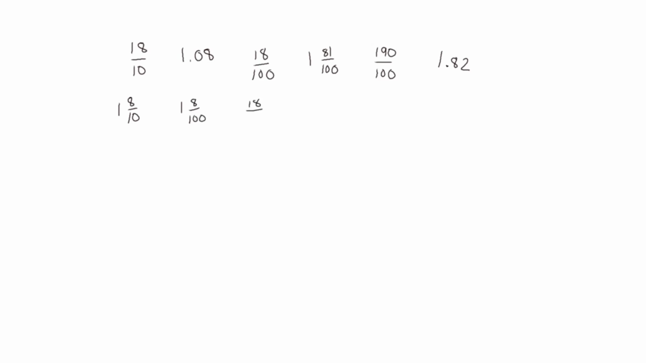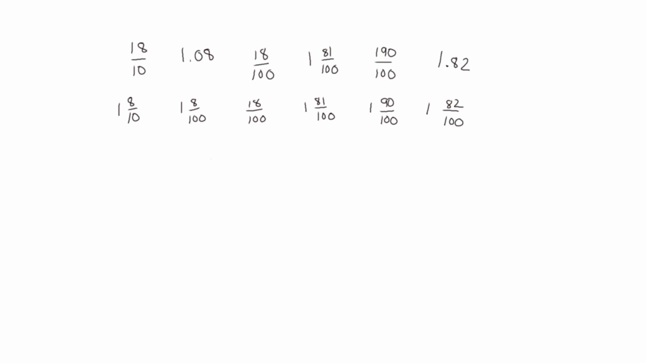18 hundredths is already in the fractional form. 1 and 81 hundredths is already in fractional form. 190 hundredths would be 1 and 90 hundredths. Again, 100 hundredths is 1, leaving 90 hundredths, and this would be 1 and 82 hundredths.